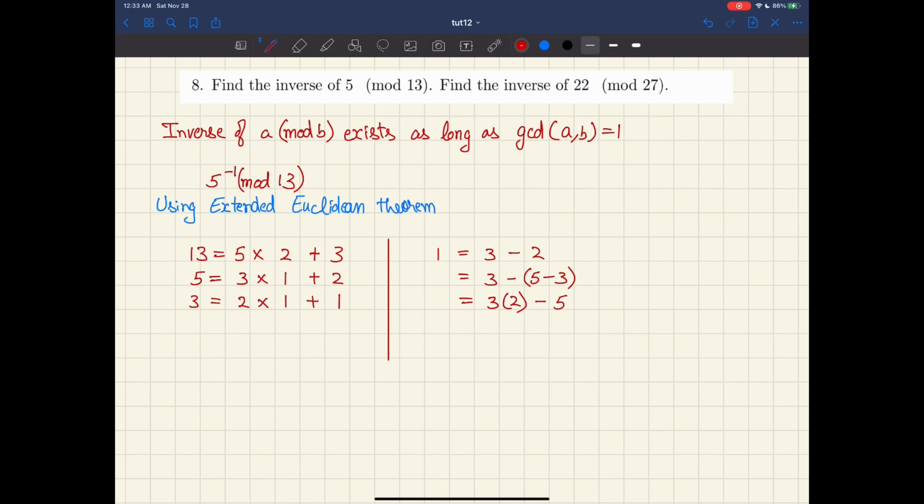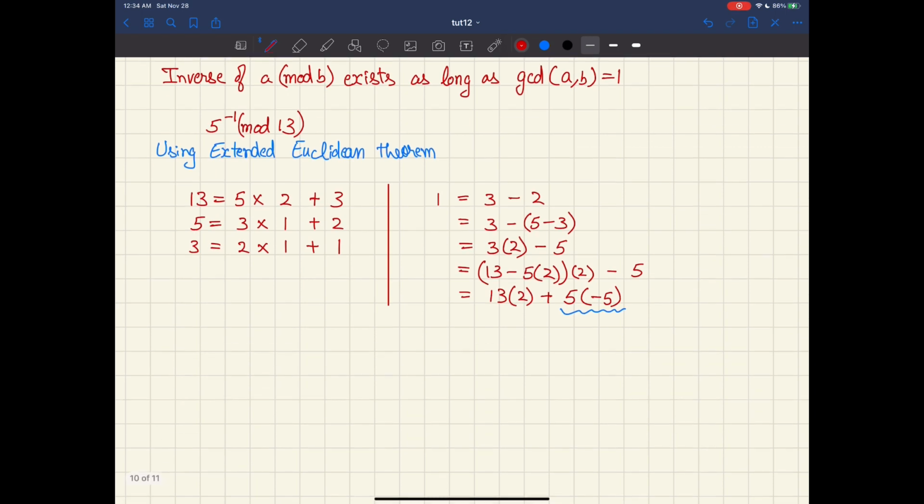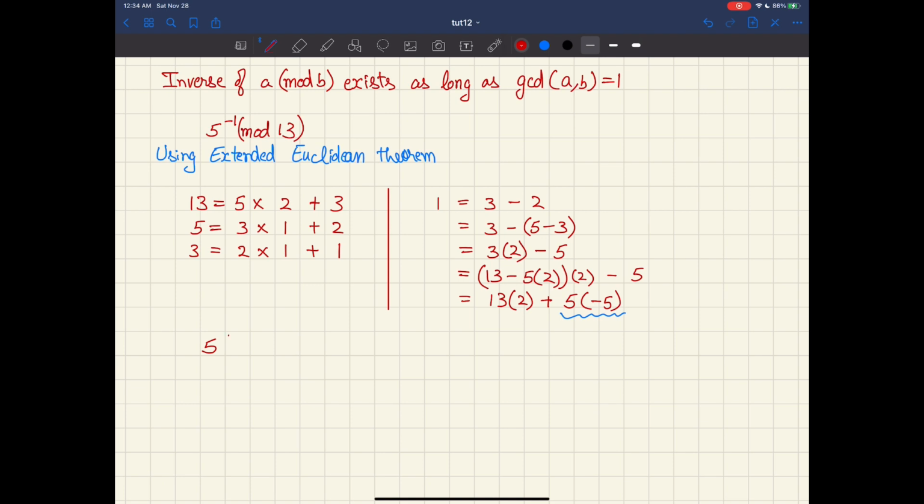Rewrite it as 3 times 2 minus 5, and in the end rewrite 3 in terms of 13 and 5. Now this would give us 13 times 2 plus 5 times minus 5. So the second part is what we are interested in, which is the coefficient of 5. So this is ideally the inverse, but sometimes we do get negative numbers in the inverse.